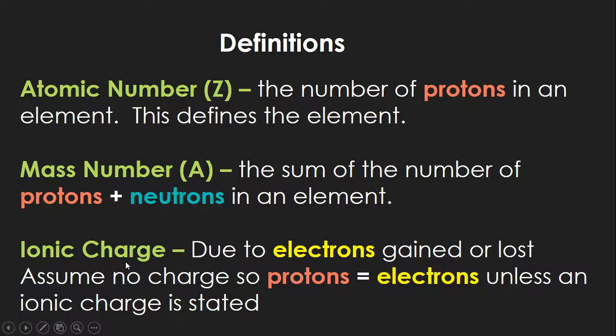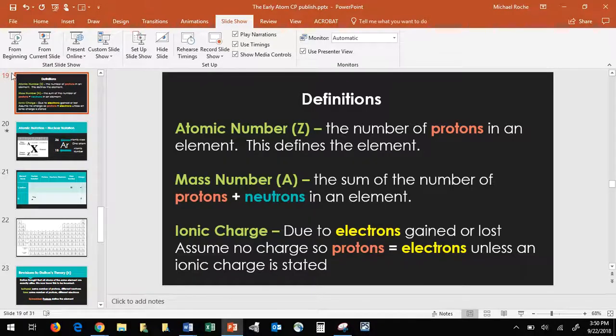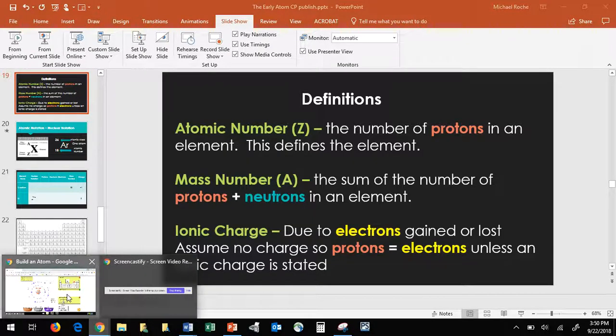The ionic charge is due to the electrons being gained or lost. So if you need to make carbon positive, why do I keep doing this, you wonder? Because I can, kids. All right.